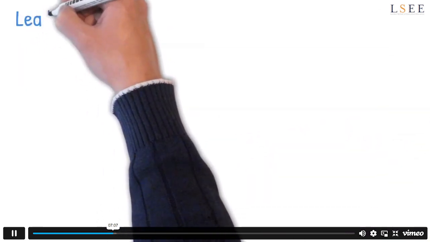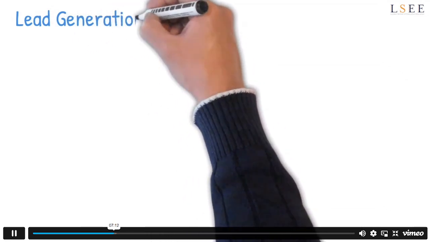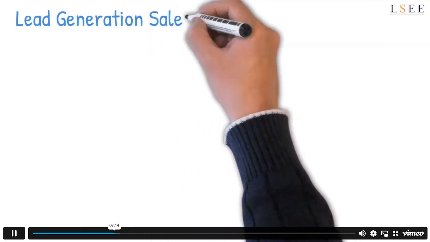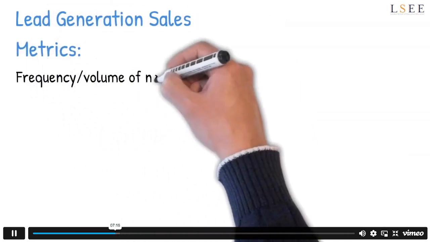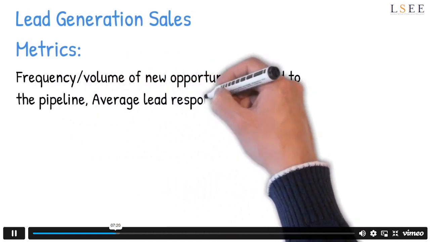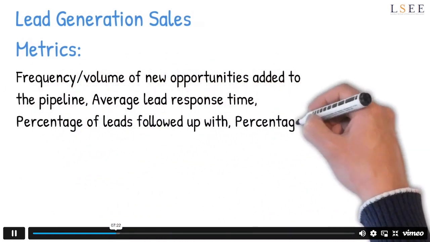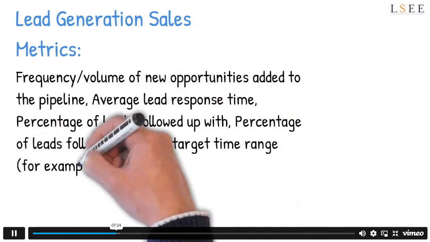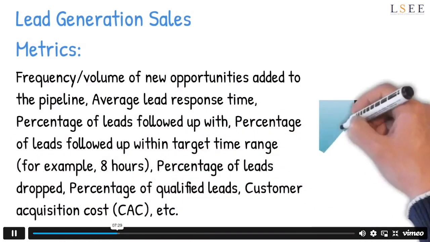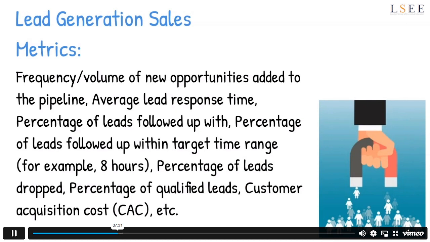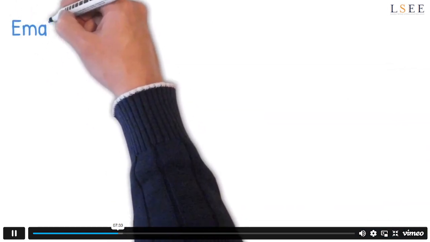Lead generation sales metrics. Frequency/volume of new opportunities added to the pipeline, average lead response time, percentage of leads followed up with, percentage of leads followed up within target time range, for example, 8 hours, percentage of leads dropped, percentage of qualified leads, customer acquisition cost, CAC, etc.